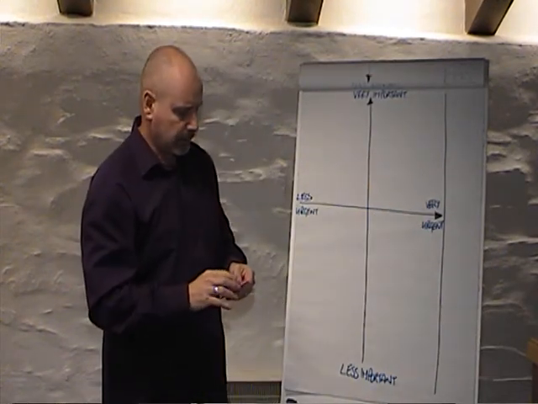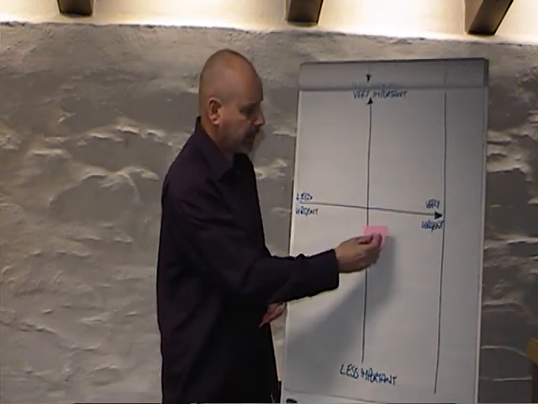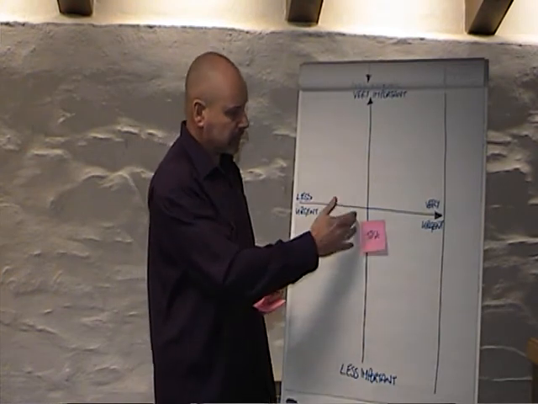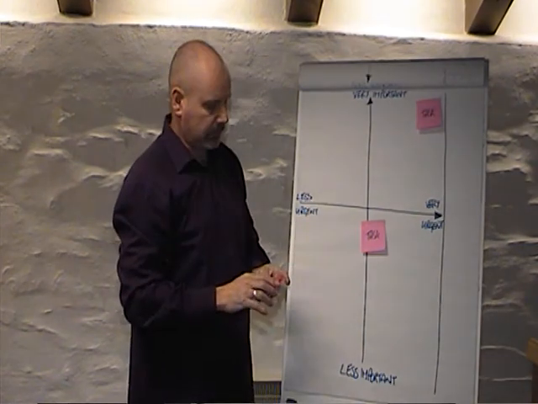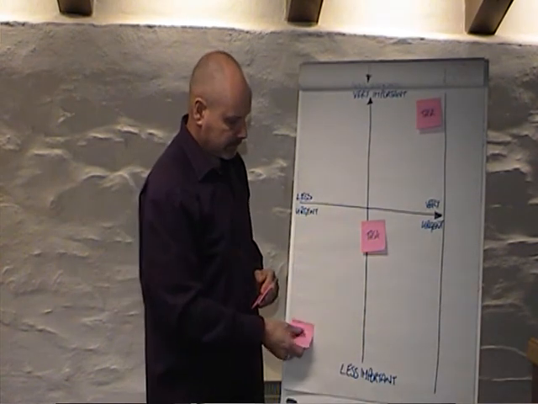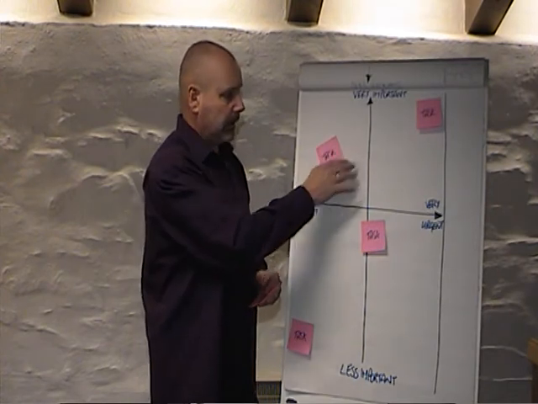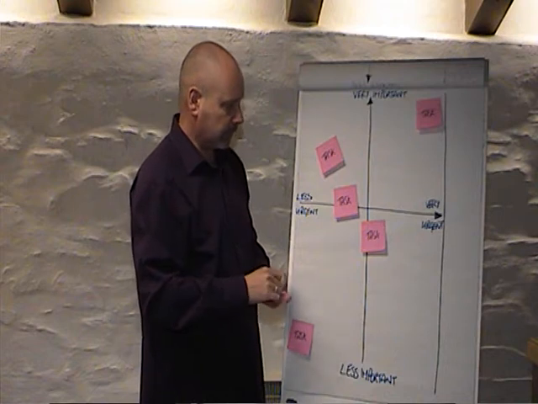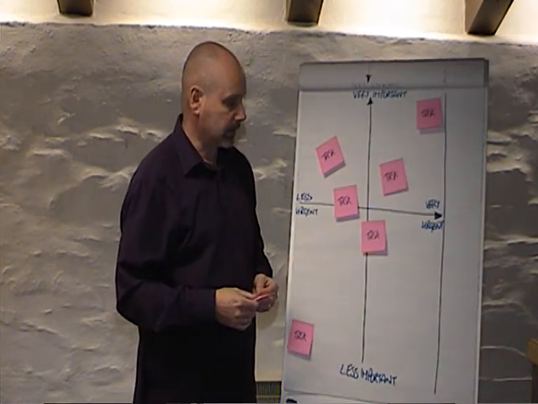And as you pick up your tasks and you write them on the post-it, they could appear anywhere. So it could be reasonably important and reasonably urgent, or it could be very important and very urgent, or maybe it's actually less urgent but also less important at the moment. Or it could be anywhere on this board, depending on what the task is and what the priority is at the moment.